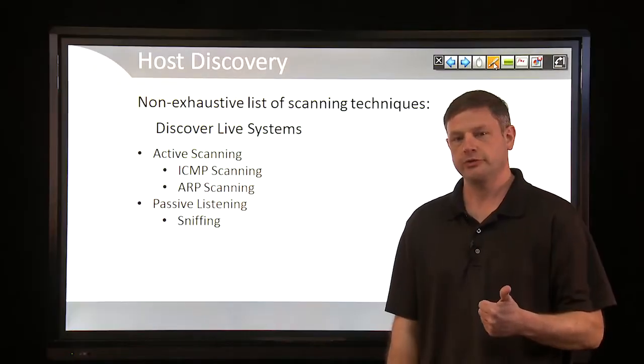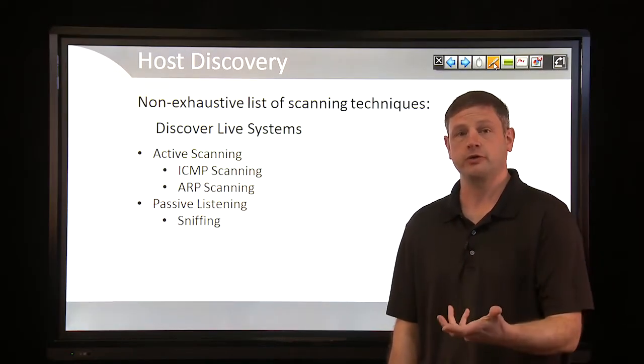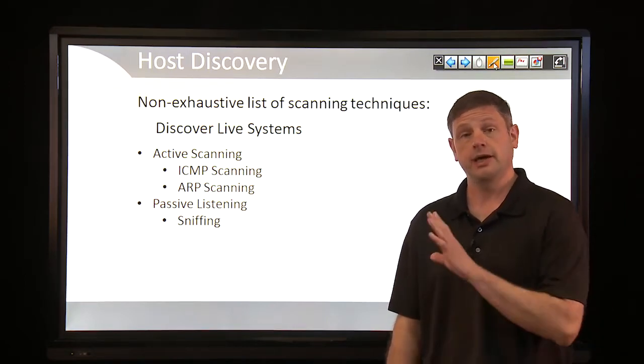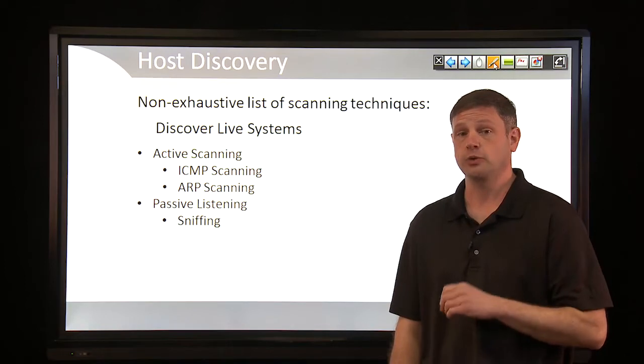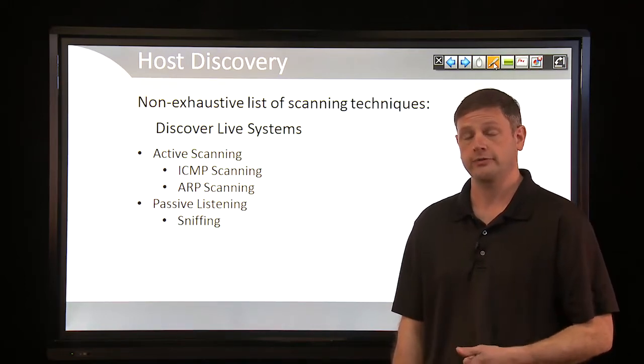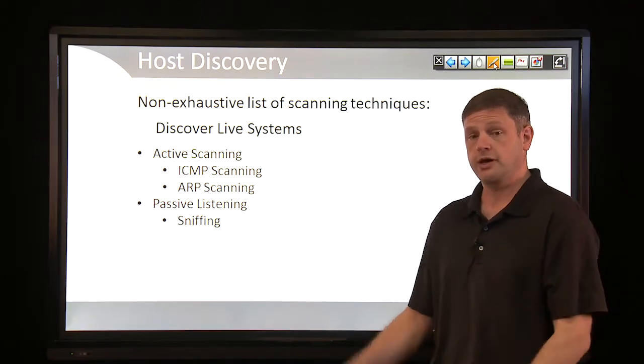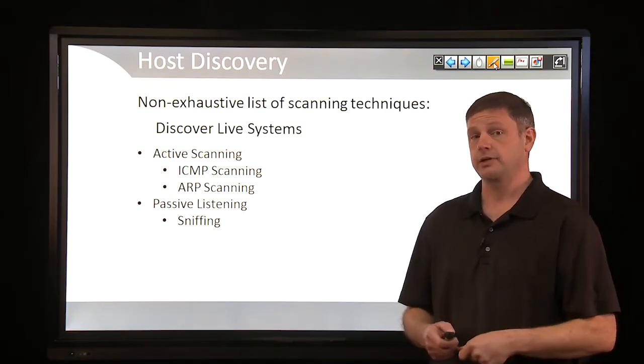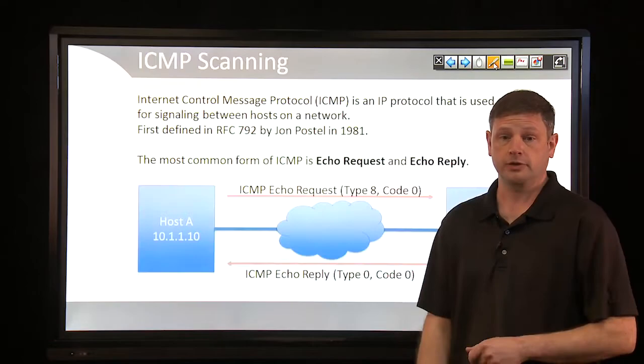So in the previous lesson, we saw that we need to detect hosts that are alive as well as the services that are running on those hosts. In this lesson, we're going to look at methods for detecting if a host is alive. There are three common methods used: ICMP scanning, ARP scanning, and passive listening using sniffing. Let's take a look at ICMP scanning.